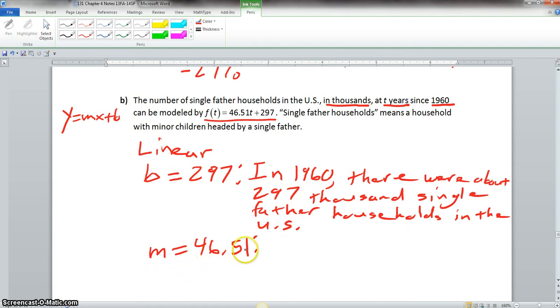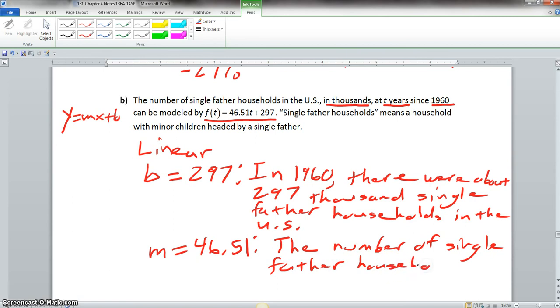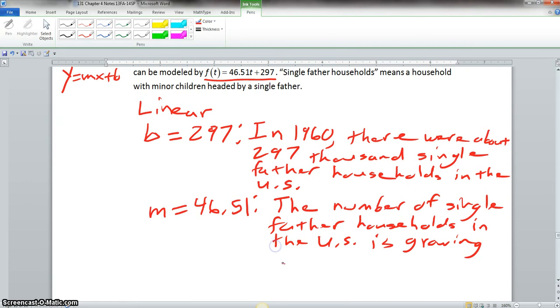Now we come down here with our slope. We know that's the rate of change, and since it's positive, we know it's going to grow. So the number of single father households in the U.S. is growing by 46,510 each year. Because remember, this is our rate of change, so each year it's increasing by this amount, which is 46,510.